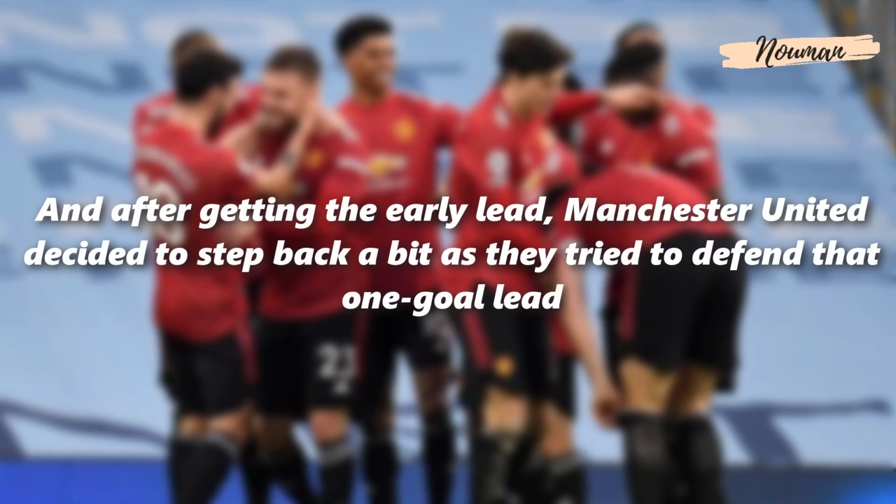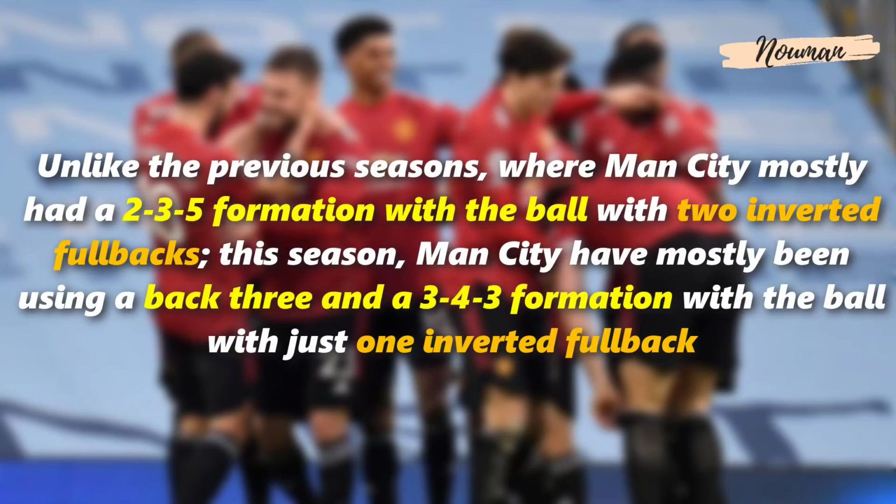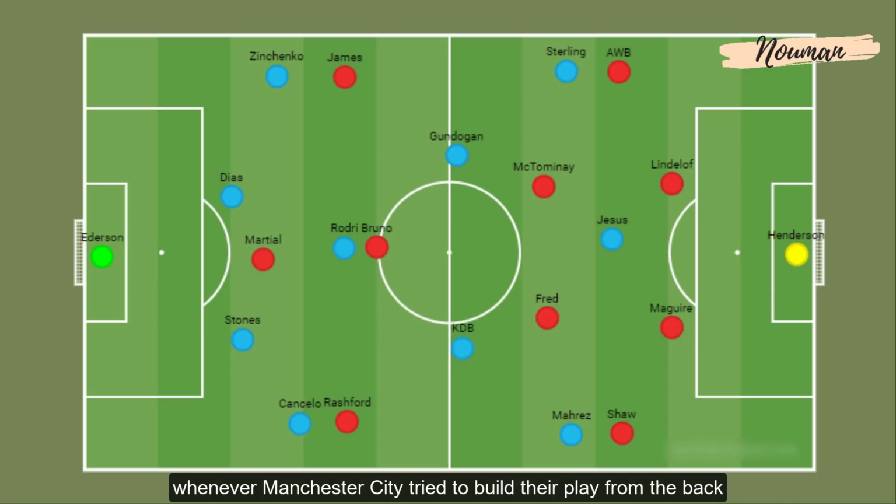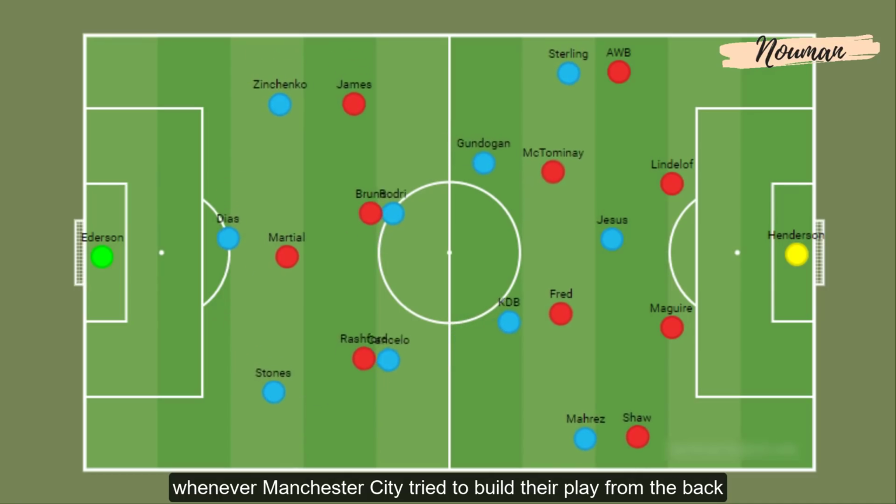one-goal lead. Unlike the previous seasons, where Man City mostly had a 2-3-5 formation with the ball with two inverted fullbacks, this season, Man City have mostly been using a back 3 and a 3-4-3 formation with the ball, with just one inverted fullback. So this is how the two teams were lined up on the ground whenever Manchester City tried to build their play from the back.